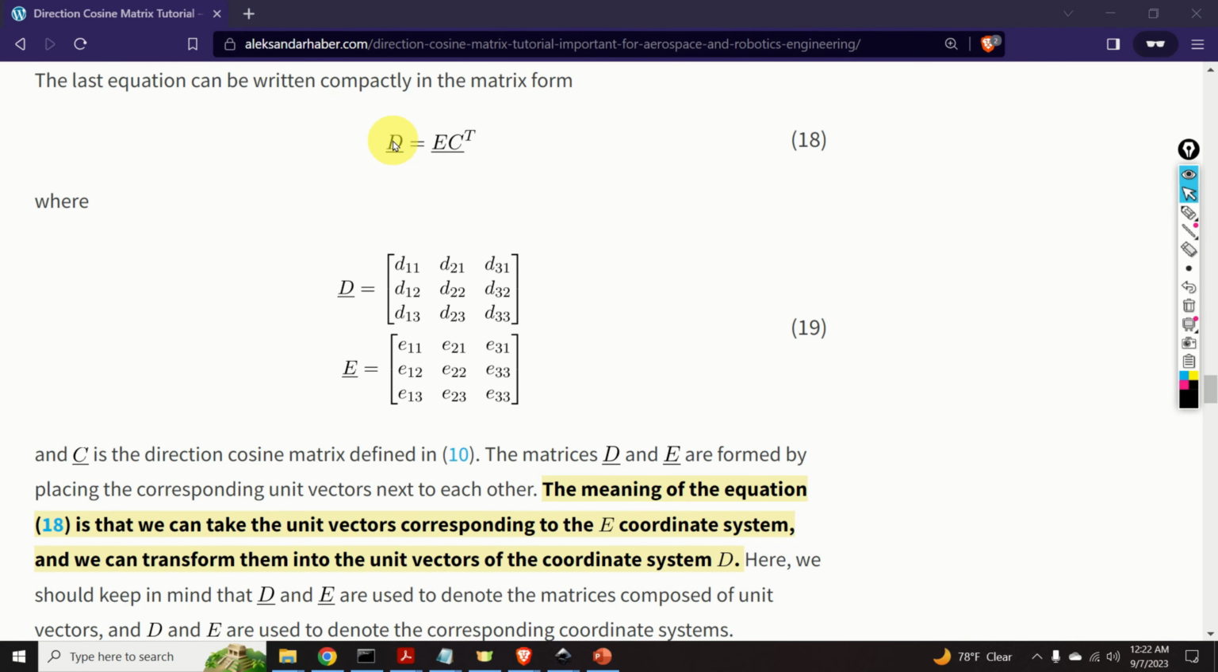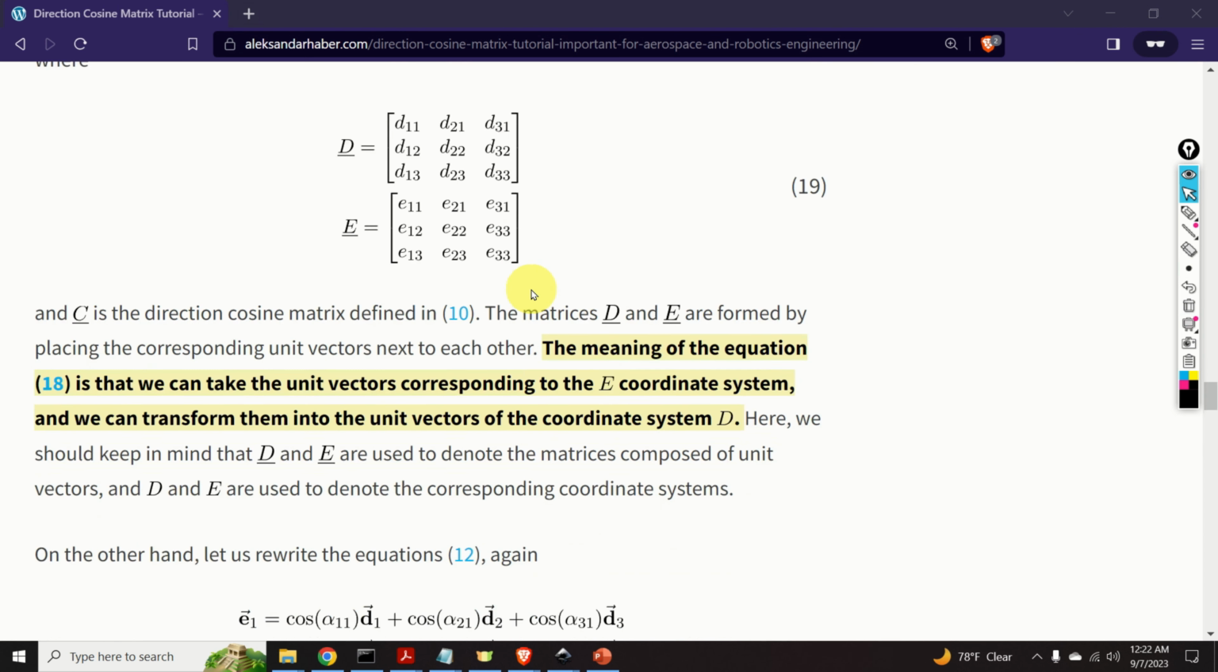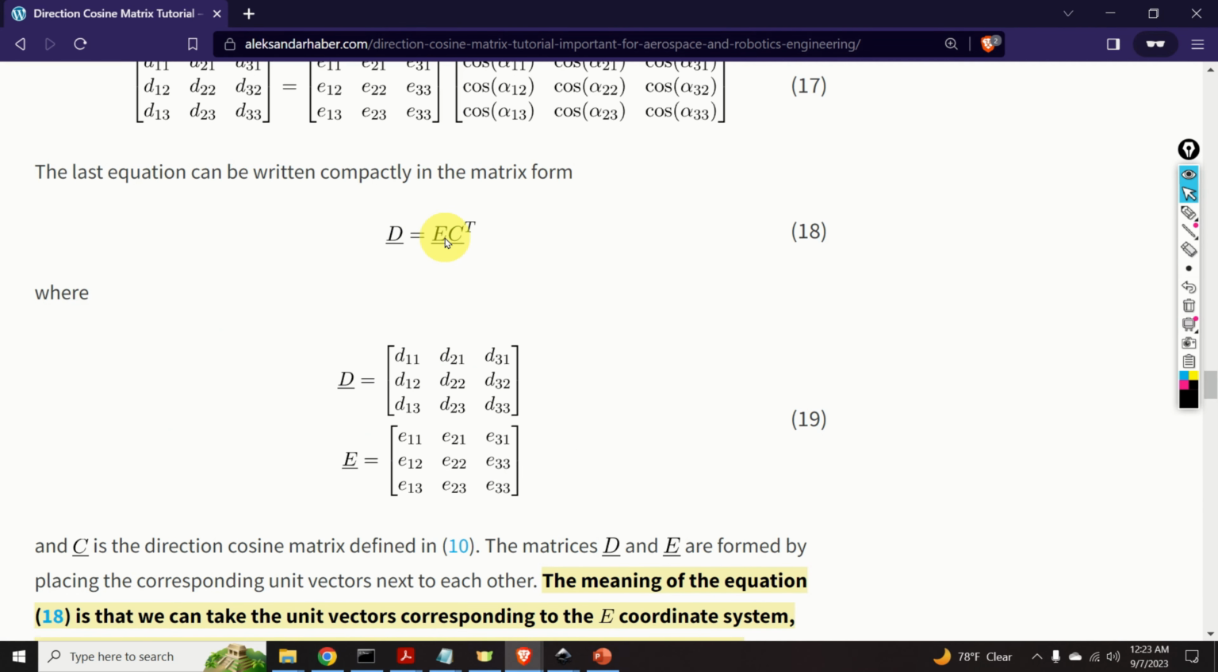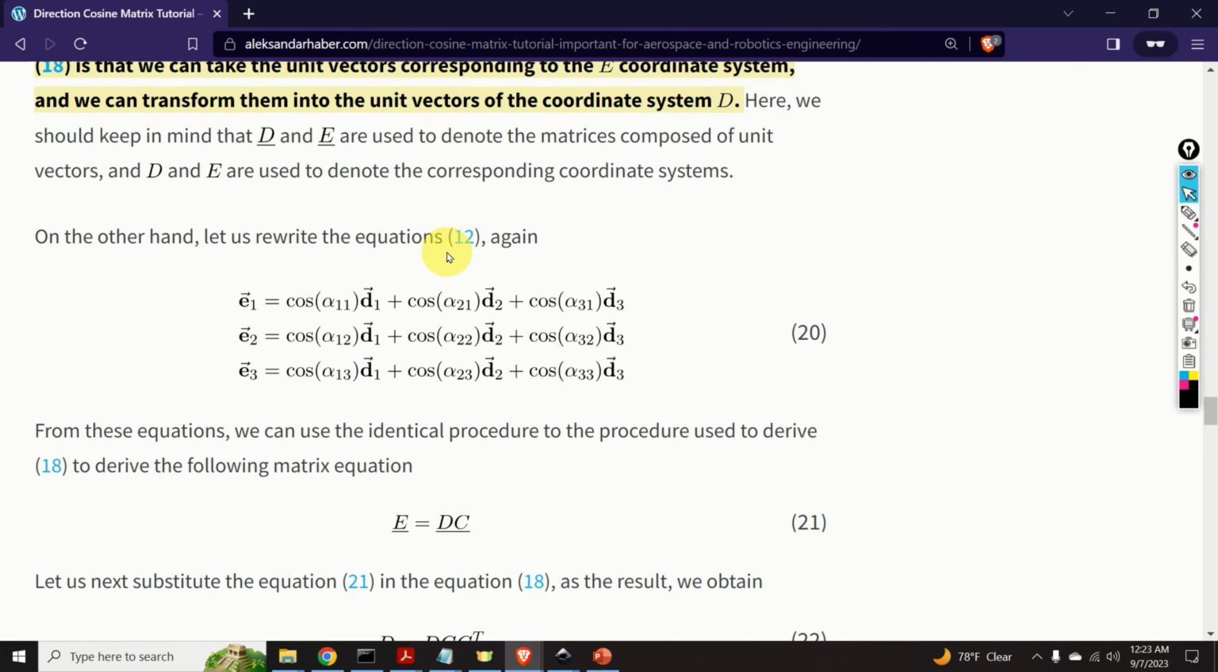Let us interpret the equation 18. The meaning of this equation is that we can take the unit vectors corresponding to the E coordinate system and we can transform them into the unit vectors of the coordinate system D. And we obtain this transformation by multiplying this matrix E from right by C transpose. That is, by using this equation, we can transform the coordinate system E into the coordinate system D. However, how to transform the coordinate system D into the coordinate system E? Let's see how to do that.